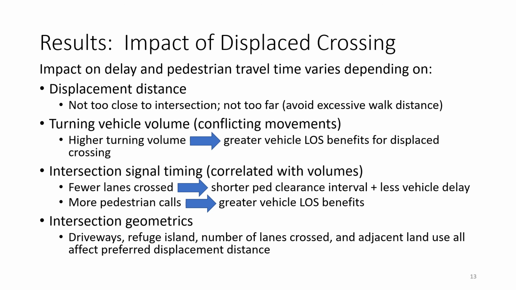Third factor was signal timing, where fewer lanes to be crossed would have a shorter pedestrian clearance interval and would result in less vehicles delay. Intersection geometrics was the last factor, where surrounding driveways, the ability to provide a refuge island, and the possibility to reduce lanes crossed with the displacement were also playing a role in the extent of benefits gained.